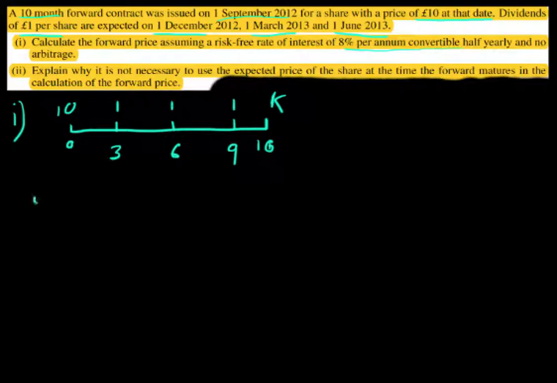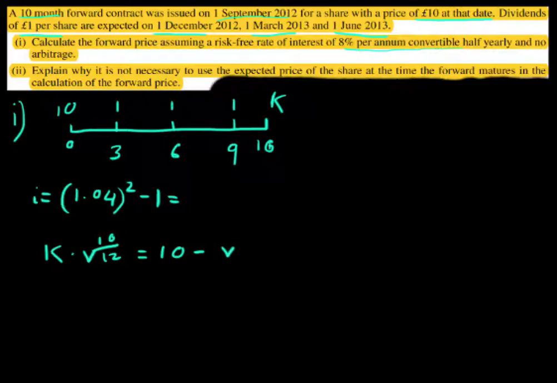Okay, and then we're going to need to find the effective interest rate. You can figure it out many different ways, but I like to find 1.04 squared minus 1, and that gives us the effective rate. Let's find the forward price, this K. First we discount it to the present value, so that's K times V^(10/12), because we're going back 10 over 12 of a year. It's equal to our £10 minus these payments: minus V^(1/4), minus V^(1/2), minus V^(3/4).